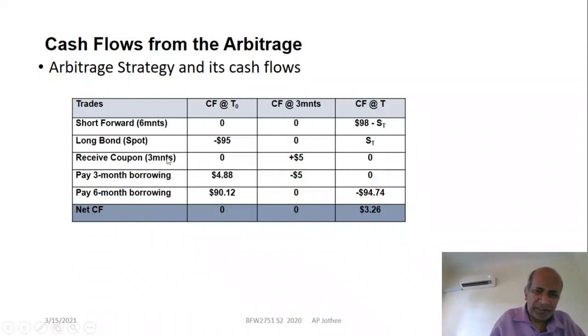Receive the coupon in 3 months, $5. You have borrowed $4.88 now, you pay back that as $5. The 6-month borrowing was $90.12, with the interest that you will pay 94.74 at the end of the period. So you receive $98 minus ST, and ST goes off, minus $94.74 for your repayment of the 6-month borrowing, because the 3-month borrowing you already settled here. So the net cash inflow, the arbitrage profit here, is $3.26.